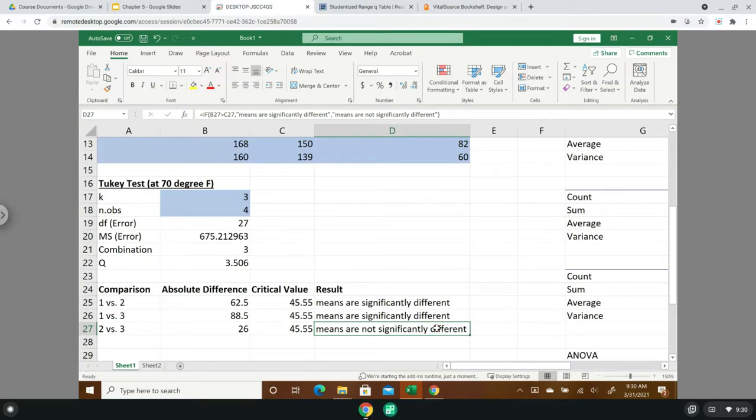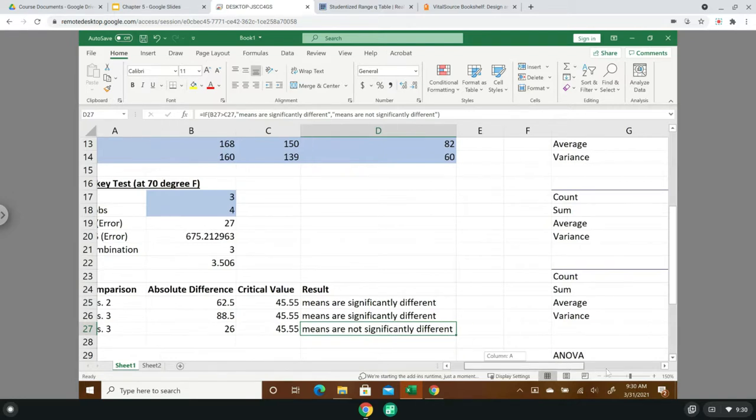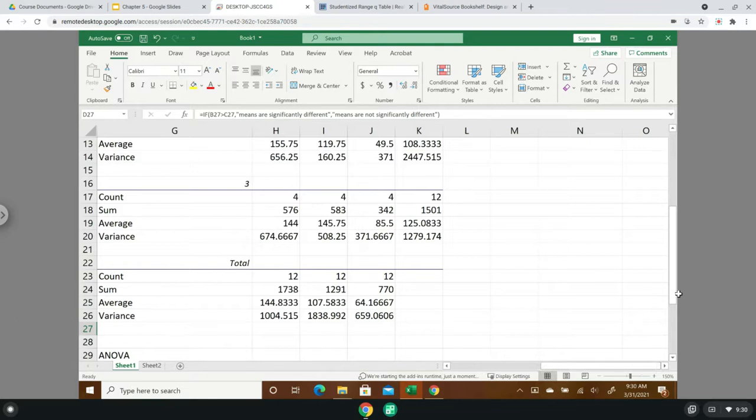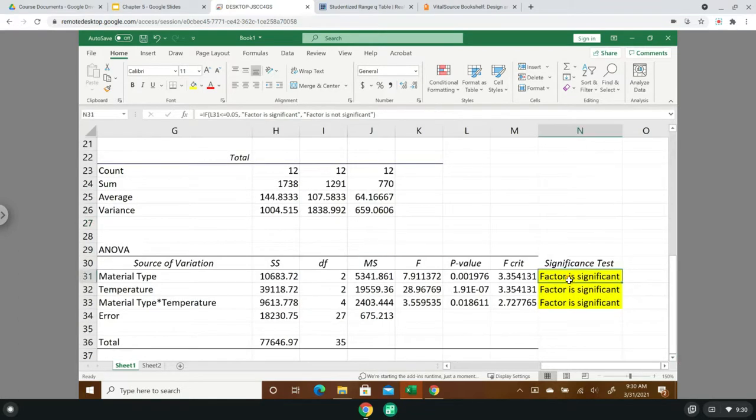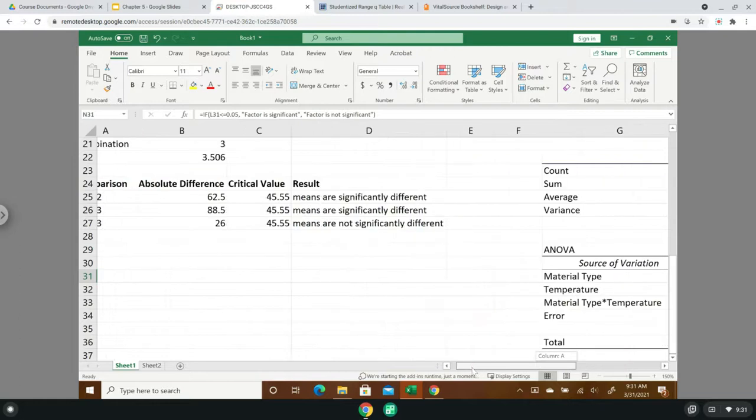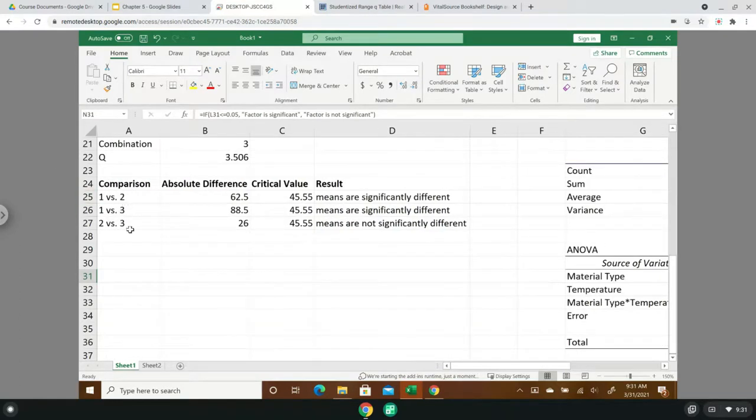So that's how you can do pairwise comparison of means post ANOVA, because ANOVA doesn't tell you which means are different from each other. It just tells you that one of them is different, and you need to perform post ANOVA comparison of means only if your ANOVA tells you that there are significant differences in material types or significant differences in whatever factor in the context of the problem. If it says that the factor is not significant, that means all of the means are the same. Then you don't have to perform the post ANOVA comparison of means. So that's how you perform the Tukey test.